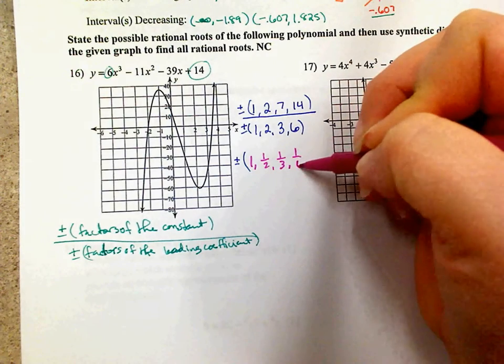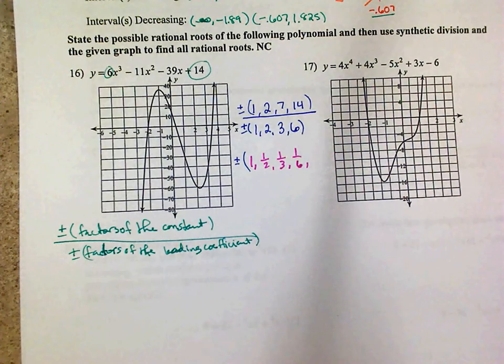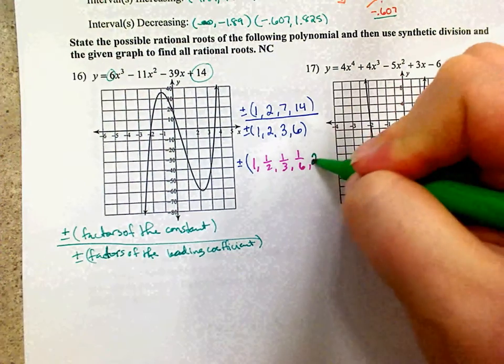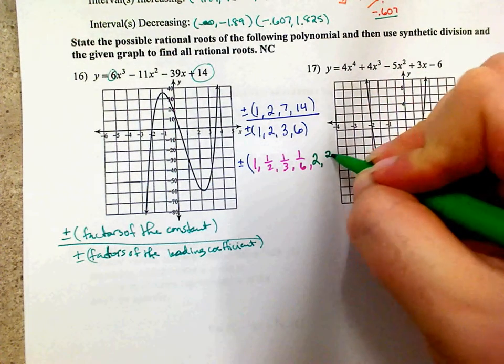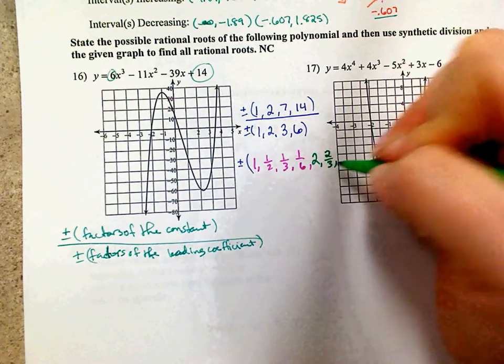Now we start with 2. 2 divided by 1 is 2. 2 divided by 2, we already have. 2 divided by 3, 2/3. 2 divided by 6, 1/3, which we already have.